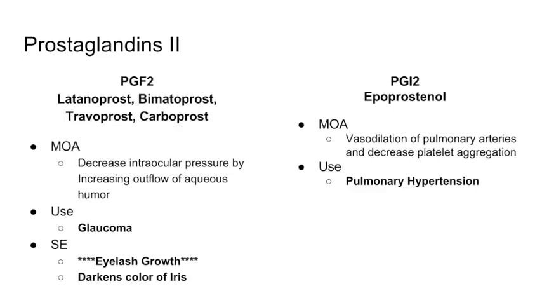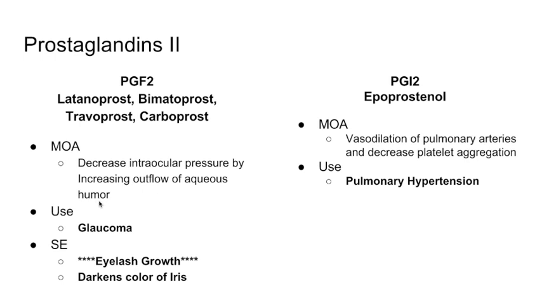So the second set of prostaglandins is the prostaglandin F2 and I2. When you think about prostaglandin F2, think of the eye. These are the main medications that are used for glaucoma. So the suffix is prost: latanoprost, bimatoprost, travoprost, and carboprost. The mechanism of action is that it decreases the intraocular pressure, and it does that by increasing the outflow of the aqueous humor.